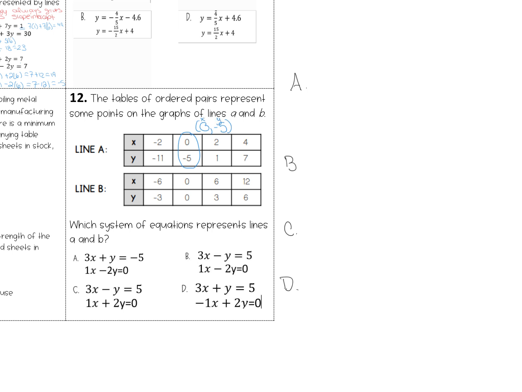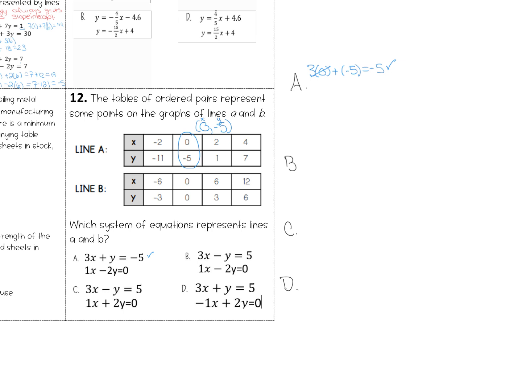So I'm going to go plug them in. If I do the first equation for letter A, I have 3 times x, which is 0, plus the y, which is negative 5, equals negative 5. Well, 3 times 0 is 0. Negative 5 equals negative 5. That works. We're going to keep it. We're going to move on past A because it only has to work in one of them.